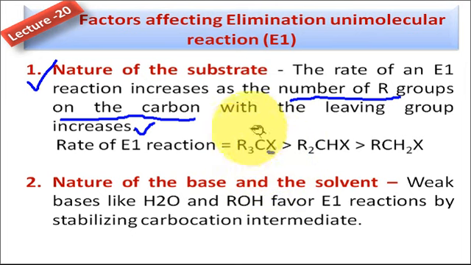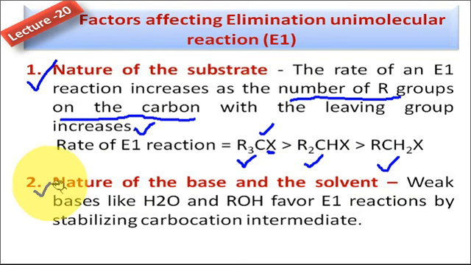See here, this is a tertiary halide which results in the formation of a tertiary carbocation in the first step. This results in the formation of a secondary carbocation in the first step, and this results in the formation of a primary carbocation in the first step. And we know the tertiary carbocation is the most stable among the three. That's why it shows the maximum rate of reaction. So the order of the rate of reaction for the E1 reaction is that tertiary halides give the maximum rate, it is medium for secondary halides and least for primary halides.